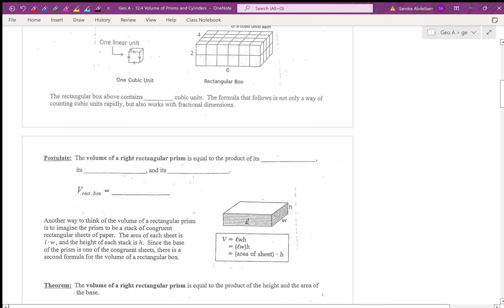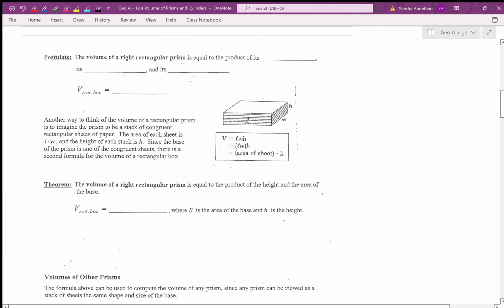We don't care about that. Let's just go right into formulas. All right, the volume of a right rectangular prism is equal to the product of its length, its width, and its height. And you guys know that. Length times width times height is the volume of a rectangular solid.